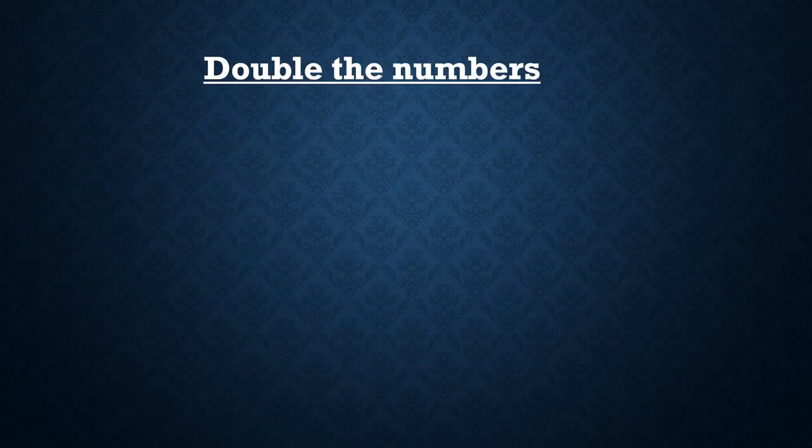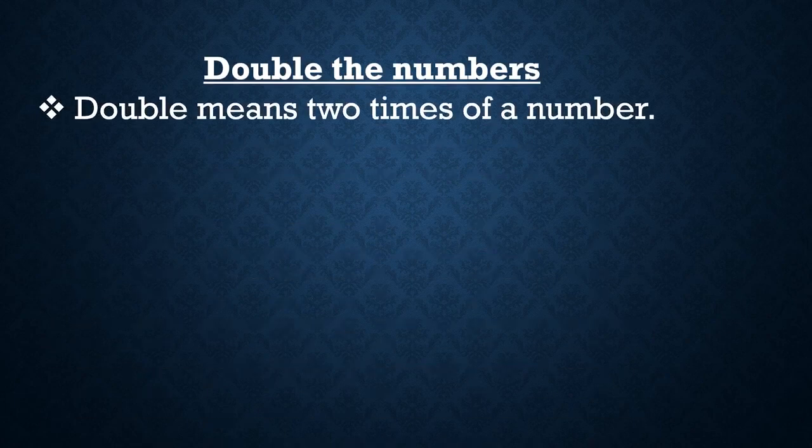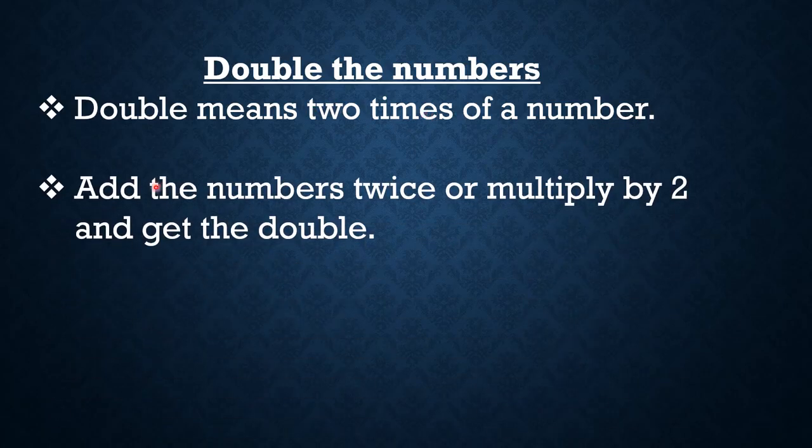Now double the numbers. So here beta, double means दो गुना. Okay, double means 2 times of a number. एक नंबर का दो गुना. Add the numbers twice or multiply by 2 and get the double. या तो आप एक नंबर को दो बार ऐड करो या फिर आप उस नंबर को 2 से मल्टीप्लाई करो. ठीक है, we will get the double of that number.